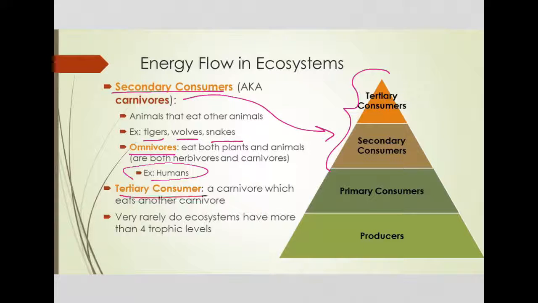Also, tertiary consumers are also carnivores. And so this is sort of a unique scenario where you have a carnivore that eats another carnivore. And very rarely do ecosystems have more than these four trophic levels.